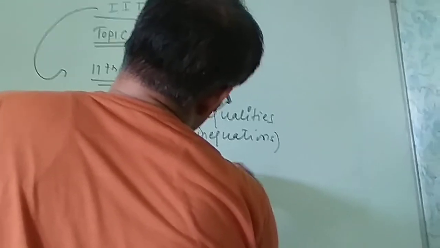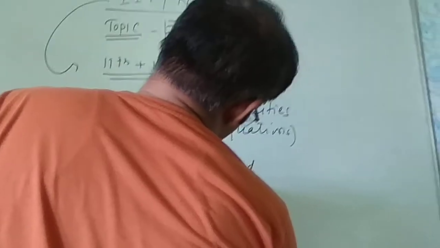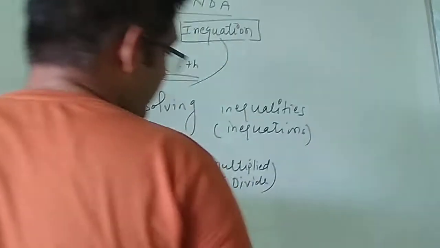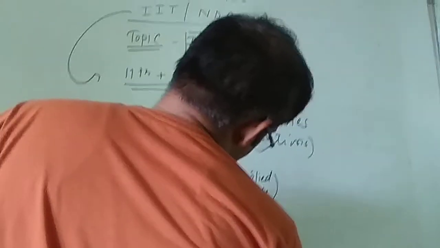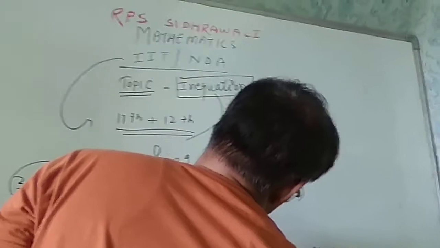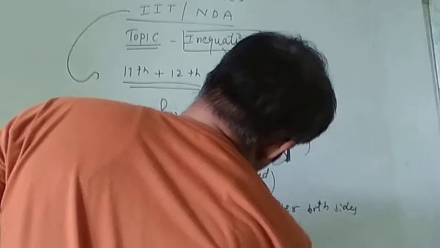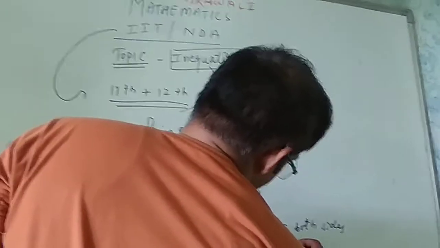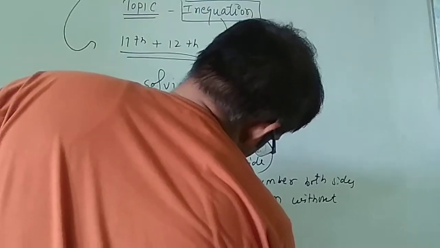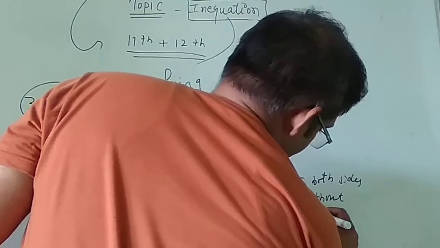Rule number 2: multiply or divide the same number on both sides of an inequation without changing the sign of inequality.